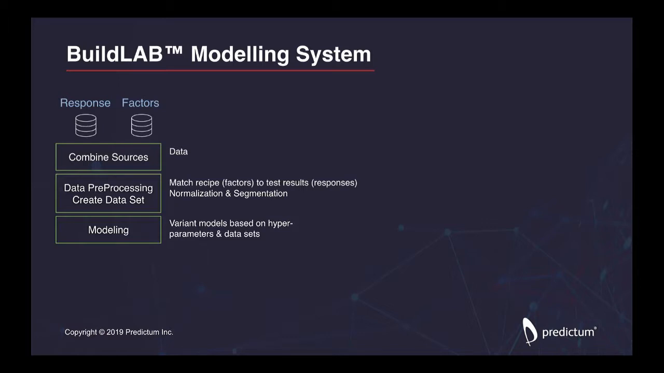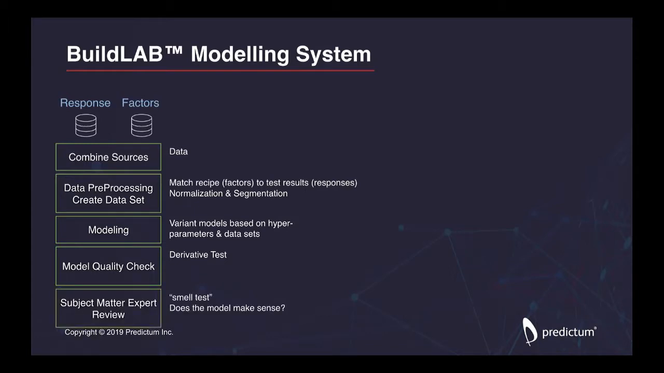Okay, so that modeling needs to take place, but the idea behind BuildLAB, as you'll see, is that you can sequence it. You can put it together and then say, okay, computers, go to it, go do the work. Now, once the models are done, you need to do some kind of model quality checks. And there are some numbers Farhan's going to show us that we can look at to help in that area. But of course, the real check is the subject matter expert review, or what I like to call the smell test. You know, does it make sense? And sometimes it doesn't.